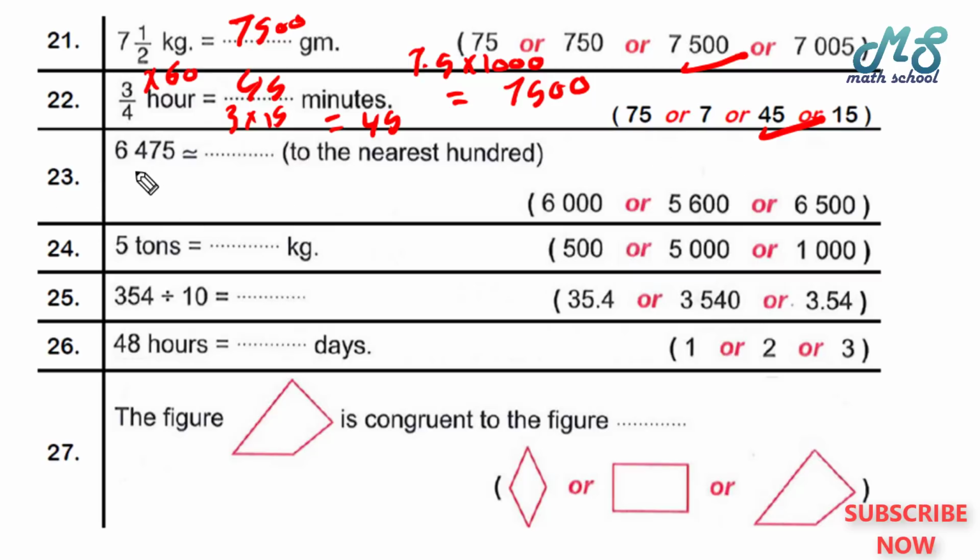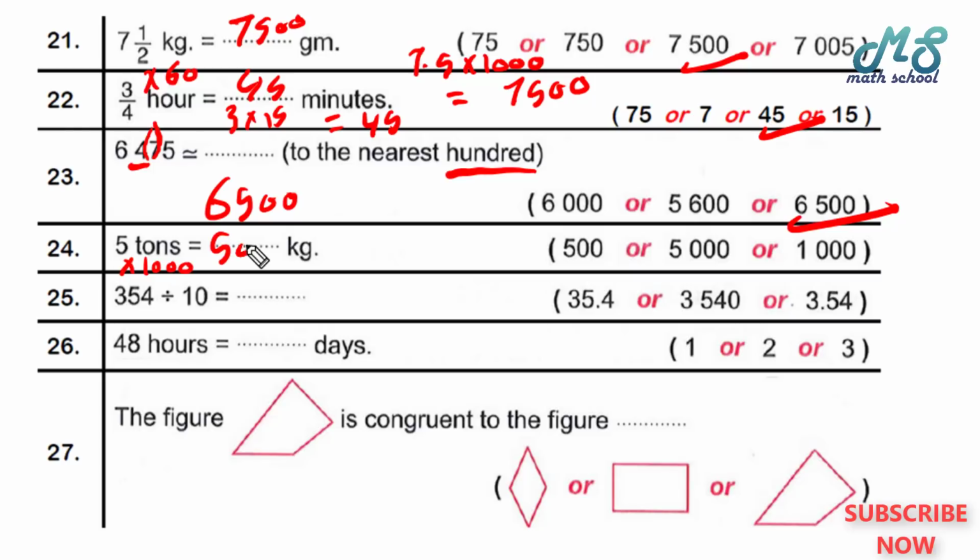Number 23 6475 عايزها to the nearest 100. يبقى أنا just underline hundreds place and circle the right digit. Circle 7. 7 is greater than 5. So just add 1 to 4 to be 5. So we get 65 and double 0. Now the correct answer is 65 and double 0. 5 tons equals how many kilograms? Just multiply by 1000. كلنا درسنا إن ال 1 ton equals Mr. 1000 kilograms.